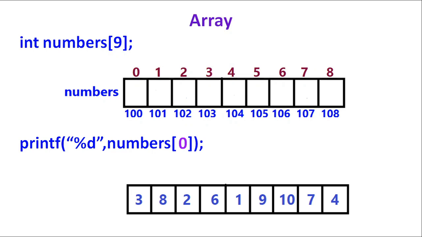To access the individual elements of the array, we can use their index values. Index 0 will point to the first element. Similarly, index 2 will point to the third element. So by changing the index values, we can access the different elements of the array.